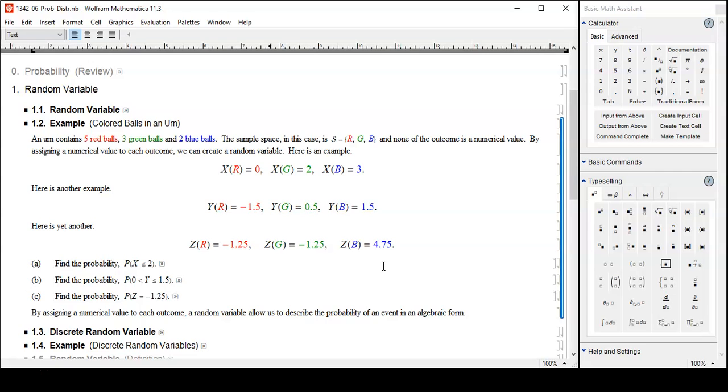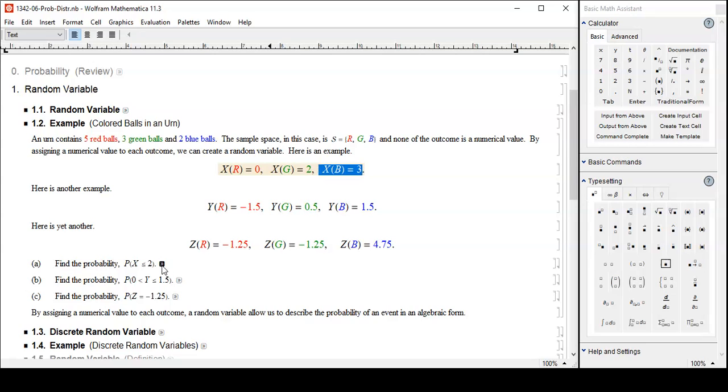What kind of mathematics? Well, here's an example. Let's consider this. Find the probability that this x, the first game, this x is less than or equal to 2. All right, less than or equal to 2. So what do we have? 0 or equal to 2, but no blue. Does it make sense?